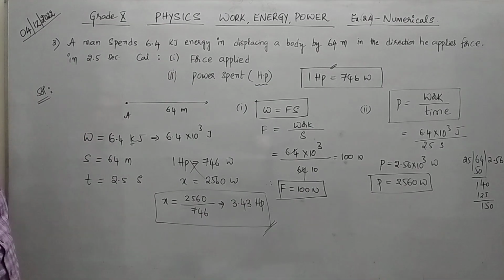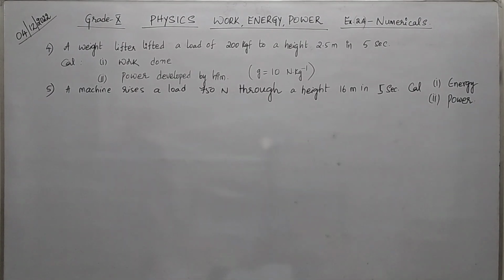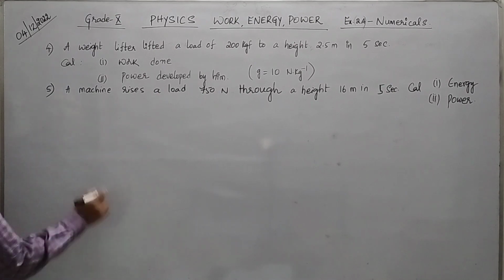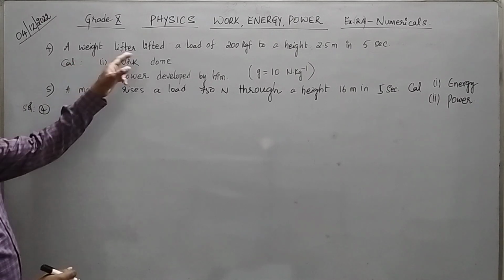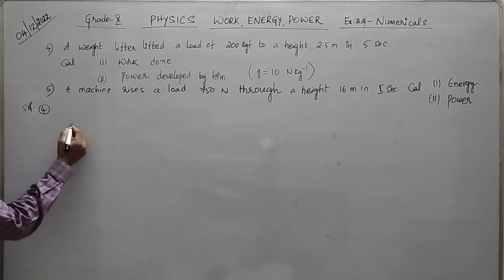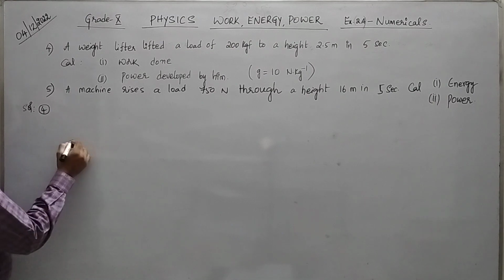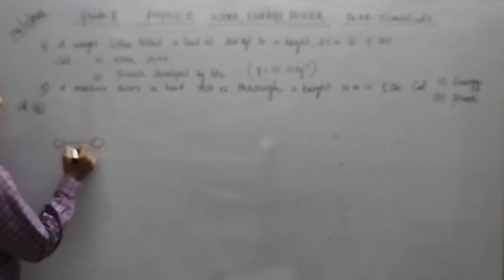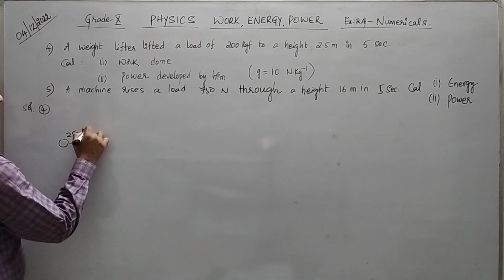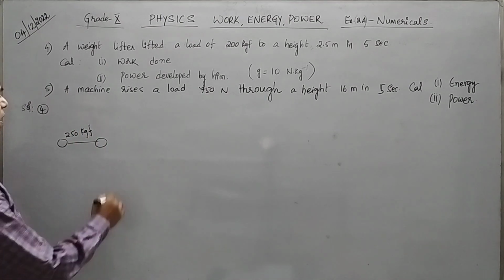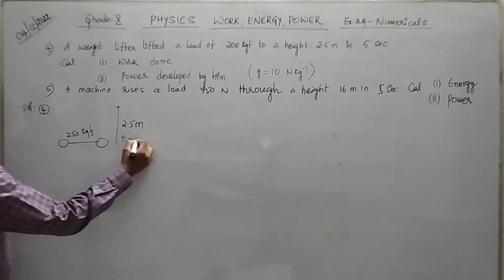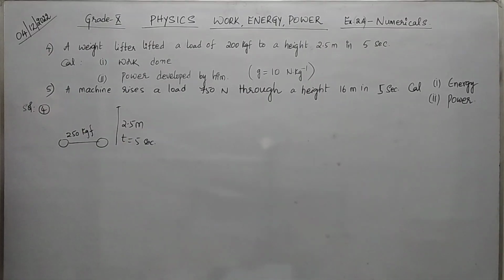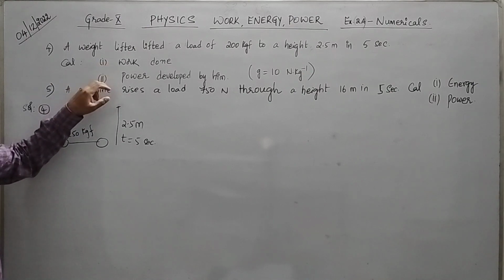Now let us move to question number 4. Now let us see question number 4 and 5. So question number 4, they gave a weightlifter has lifted a load of 200 kgf. Let us say he has a load, so 250 kgf, the mass, to a height of 2.5 meters and time taken is 5 seconds. So they are asking calculate the work done and also how much power was developed by him.